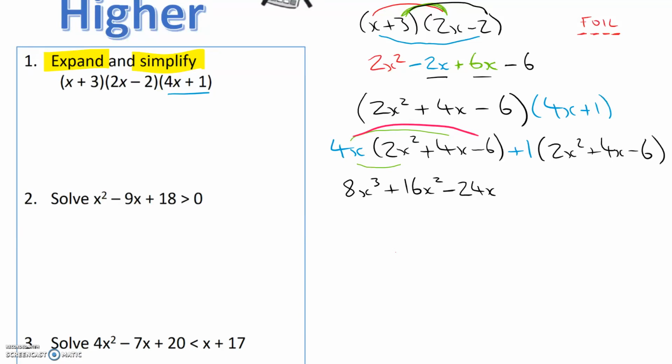Right, so we then hop onto the second bracket. So what are we going to do? Right, we're going to do the plus 1 multiplied by the 2x squared. So that's going to give me plus 2x squared. We are then going to do a plus 1 multiplied by a plus 4. That's going to give me plus 4x. And finally, we're going to do the plus 1 multiplied by the negative 6. So plus times a minus is a minus. 1 times 6 is 6.